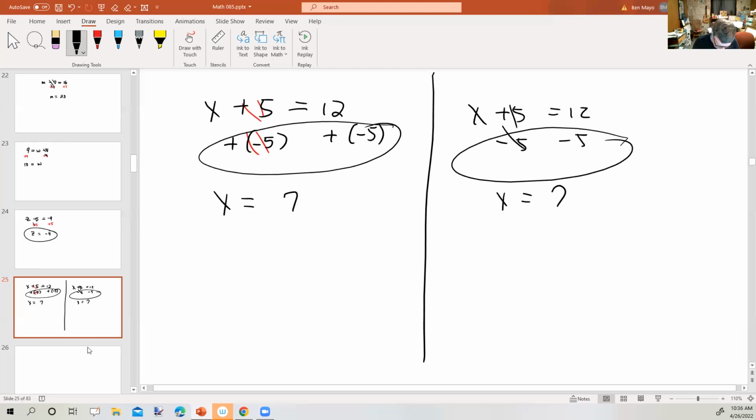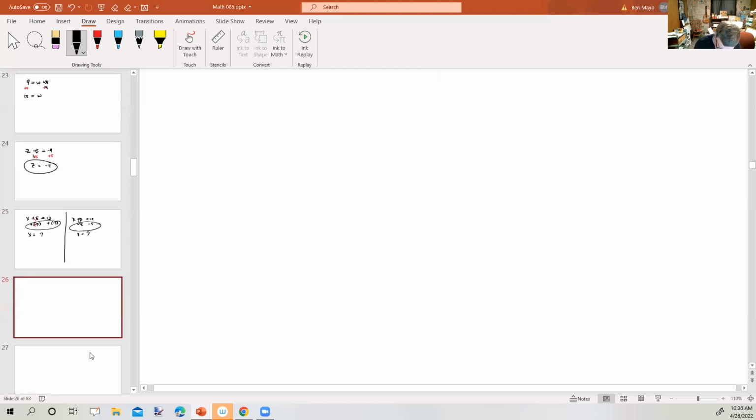All right, so let's take a look at some more examples. x plus 9 equals 14. So I'm going to subtract 9 from both sides of the equation to isolate the variable x. Any questions there? If I'm going too fast, let me know.